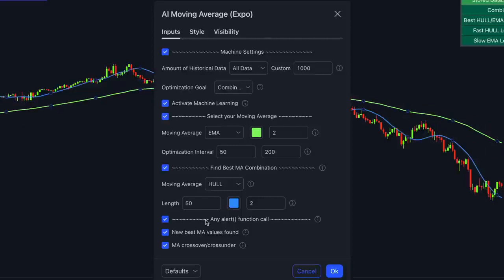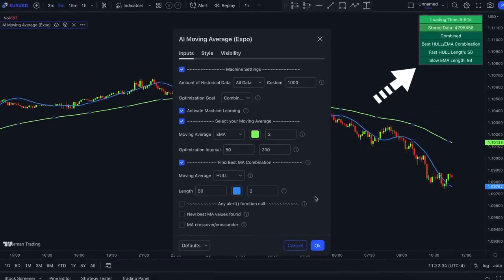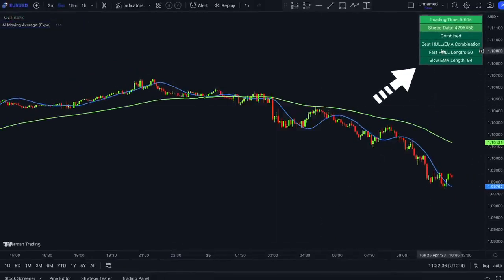We will not use them in our strategy. By the way, on the table in the upper right corner, you can see information about the indicator such as loading time, stored data, optimized moving average lengths, etc.